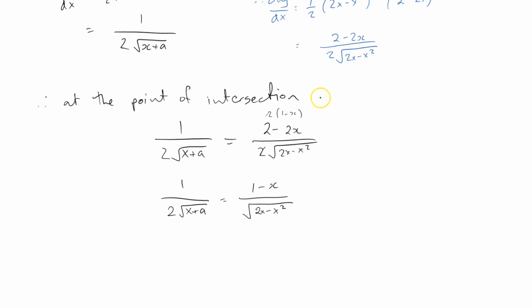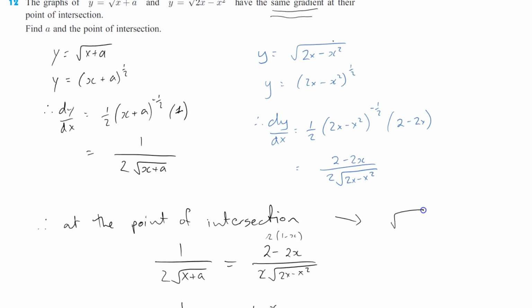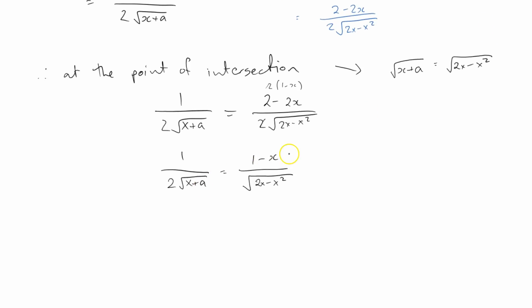But it's at the point of intersection. So what else do we know are equal? The original functions. What were the original functions? Square root of x plus a, and that will be equal to the square root of 2x minus x squared. Okay, so we've got two different equations, two unknowns. We should be able to get somewhere with that.